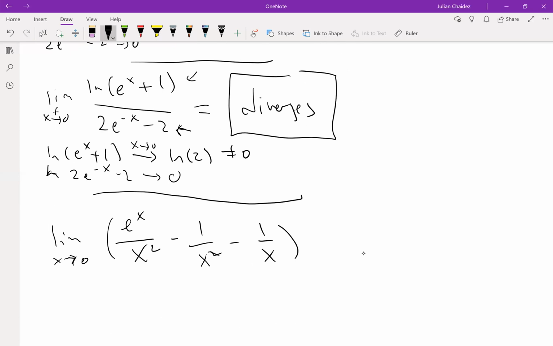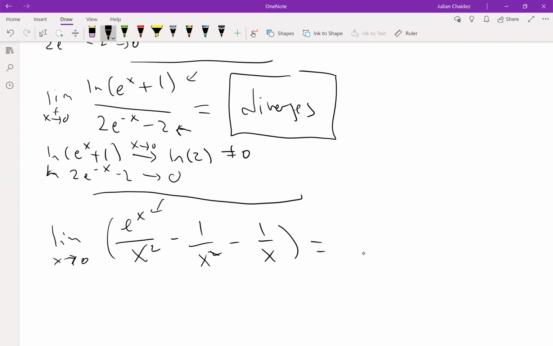Here we have to combine the fractions in order to directly apply L'Hopital, right? If I look at this left part of the fraction, that goes to infinity as x goes to 0, and so does 1 over x squared. So I can't directly apply L'Hopital here, because none of these individual fractions satisfies the L'Hopital condition.